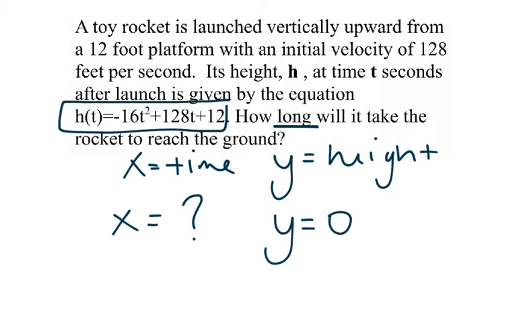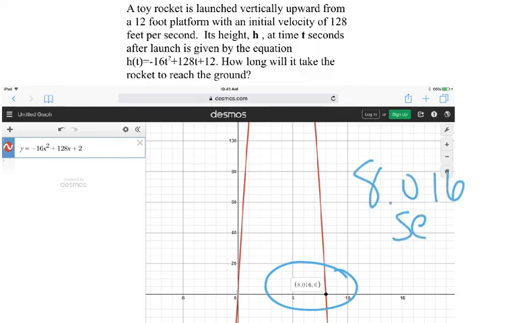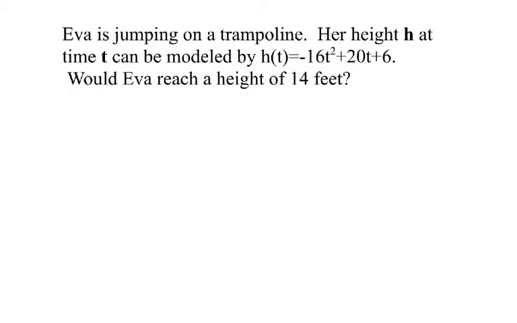So go ahead and type this into Desmos in 1, 2, 3. So when you graph it in Desmos, you can see that it's going to take 8.016 seconds for that rocket to come back to the ground. It's just where it hits the x-axis. Alright, let's do some more.